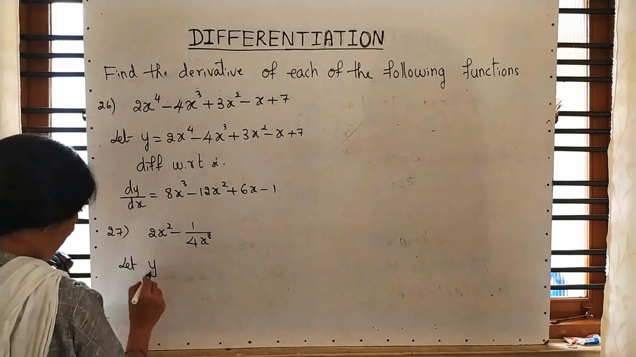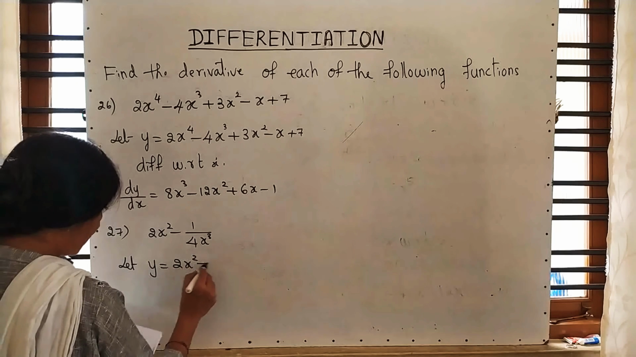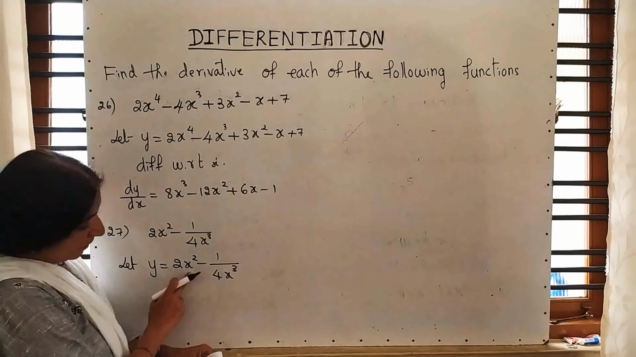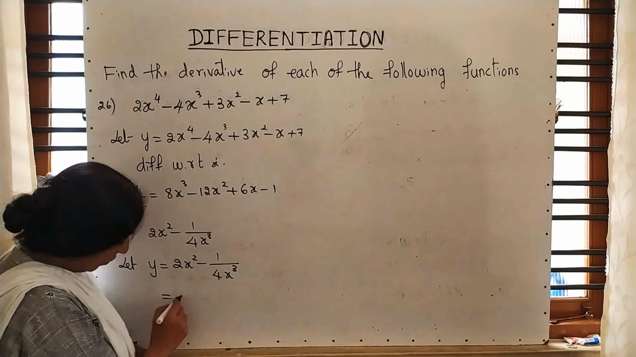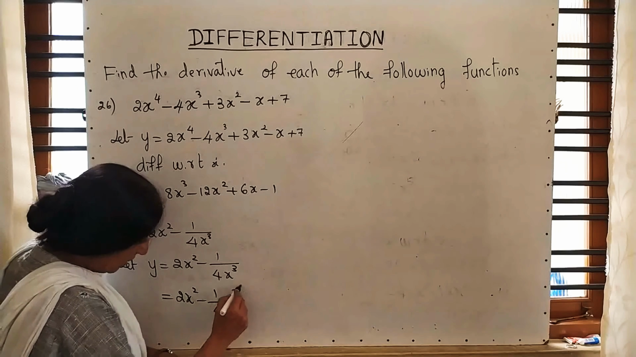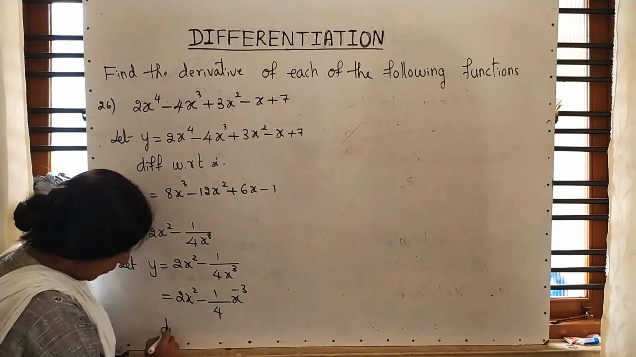Here, let y is equal to. See students, here we are familiar with this differentiation. Here just I did one small change. I kept 1 by 4 as it is. I took x in the numerator. Now differentiate.